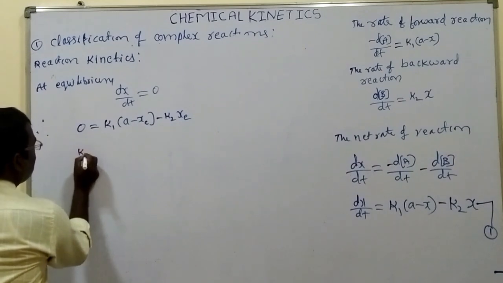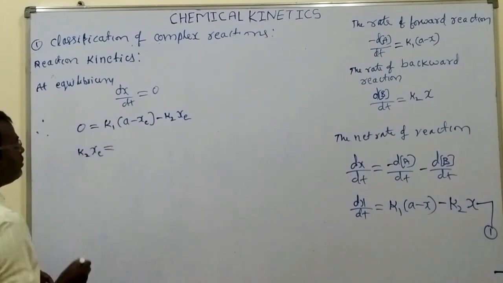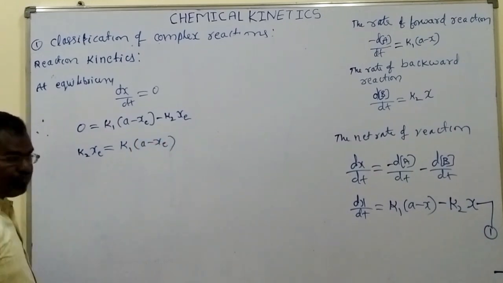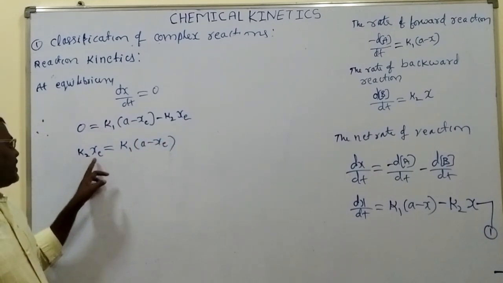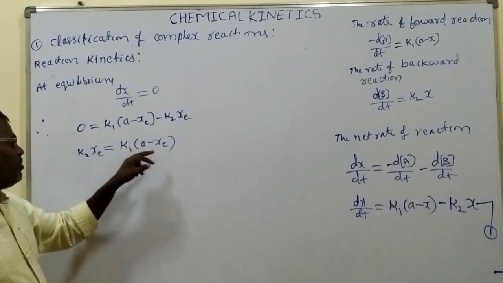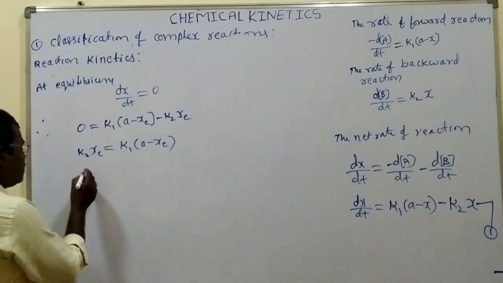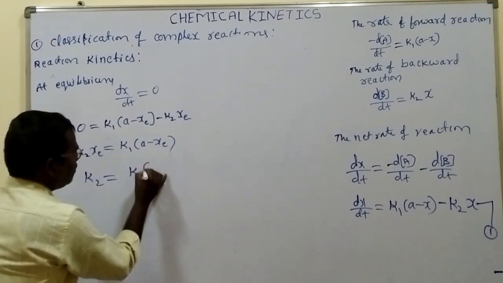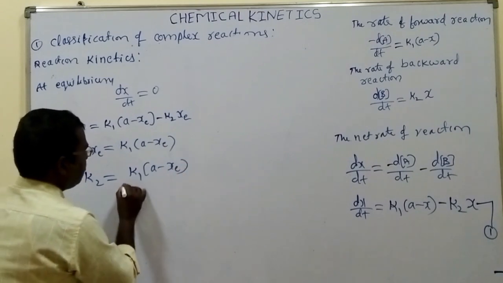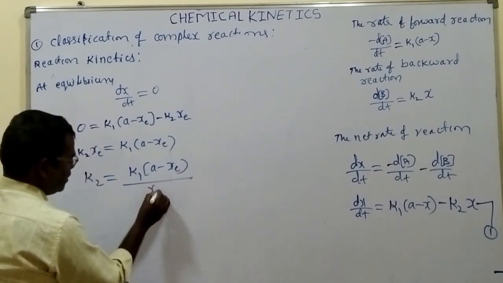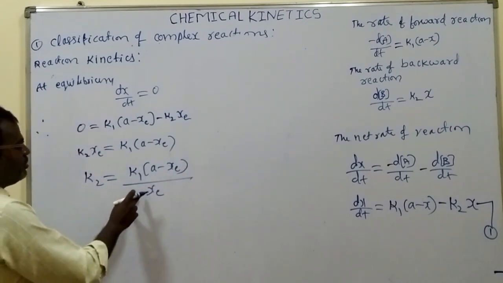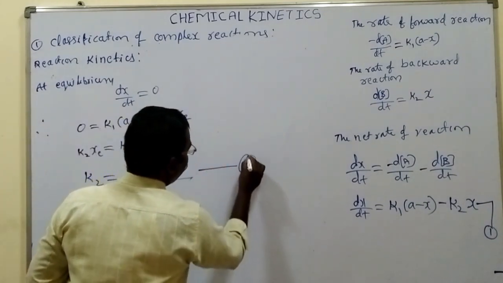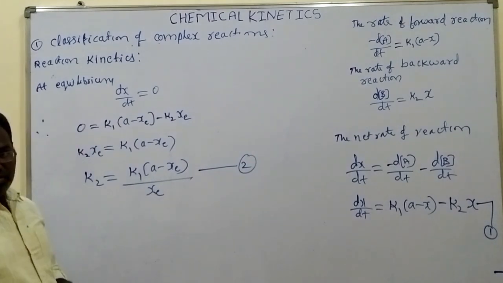Now bring this k2 into xe to the left side. So it is k2 xe is equal to k1 into (a minus xe). Now just take the k2 value. So k2 is equal to k1 into (a minus xe) by xe. Assume this is equation 2.